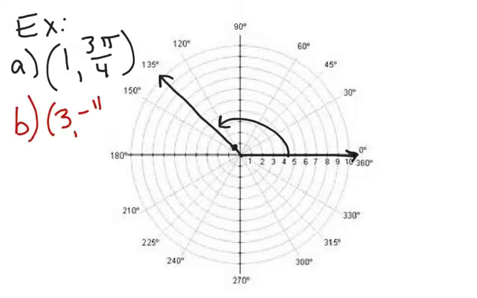(3, negative pi over 6). We always start with the angle, so we're going to start here on the polar axis. But this time, negative pi over 6 is the same as negative 30 degrees, so it's here. And then the 3 for r would represent 3 units away from the center, or a radius of 3.